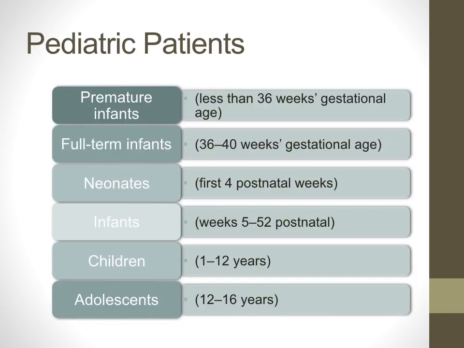Now, premature infants are usually considered those that are less than 36 weeks of gestational age. Full-term infants, 36 to 40 weeks of gestational age. Our neonates are those itty bitties within the first 4 postnatal weeks. Infants, weeks 5 to 52 postnatal. Your children are going to be considered 1 to 12 years of age, and your adolescents are going to be considered 12 to 16 years of age.